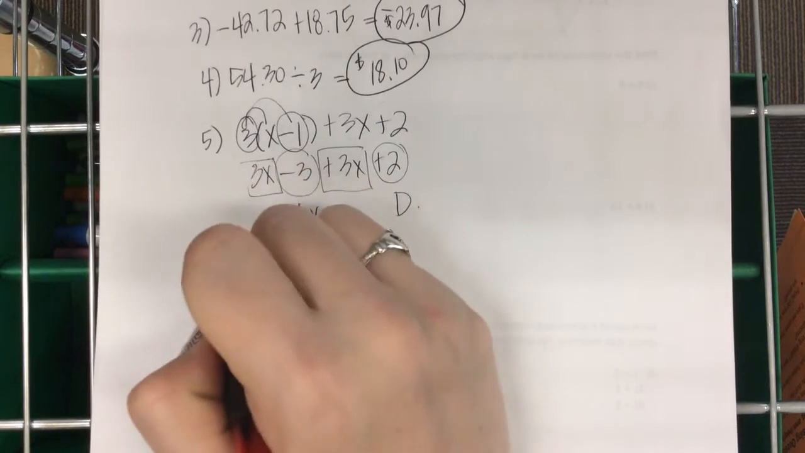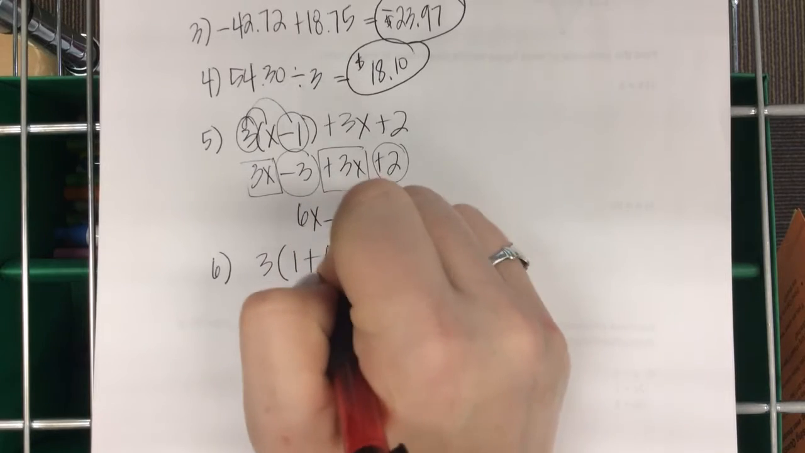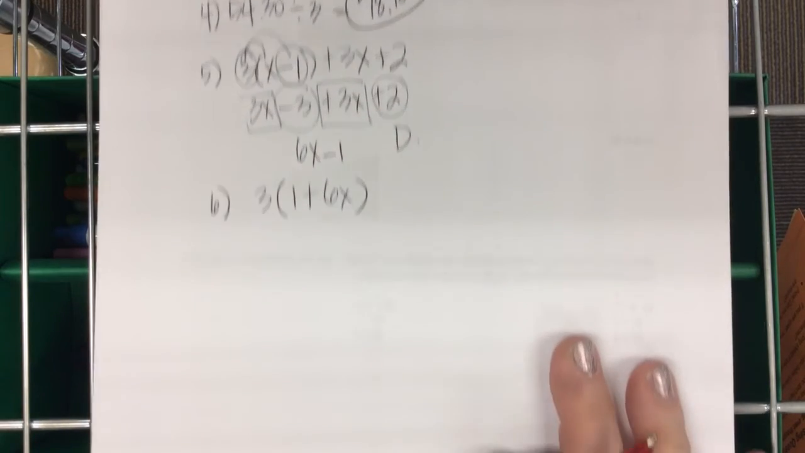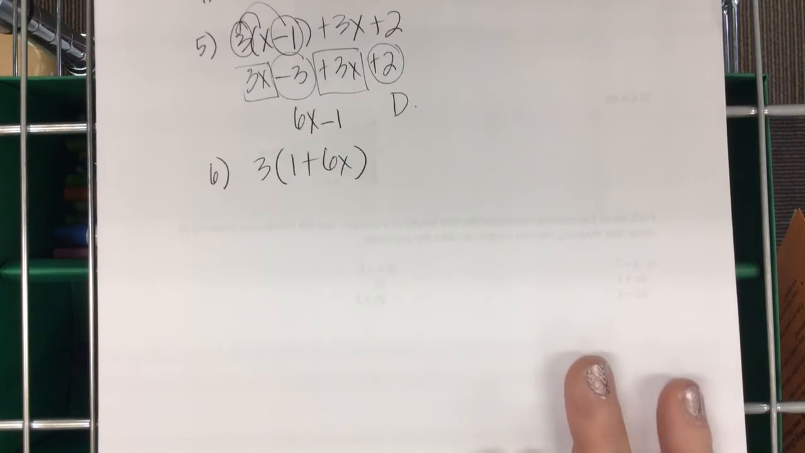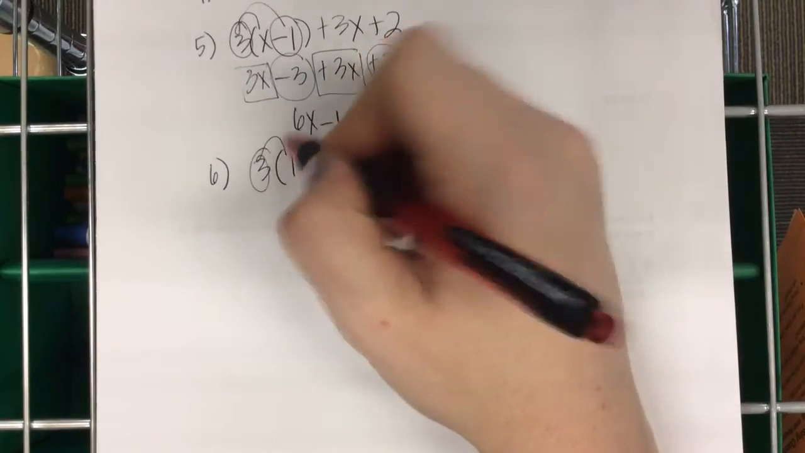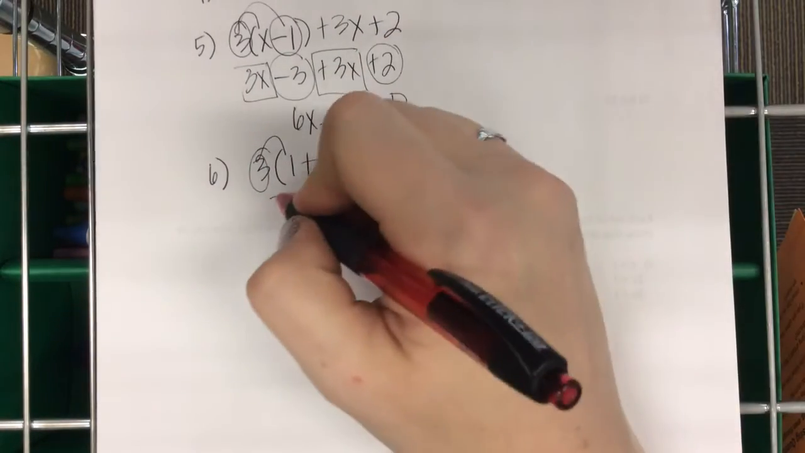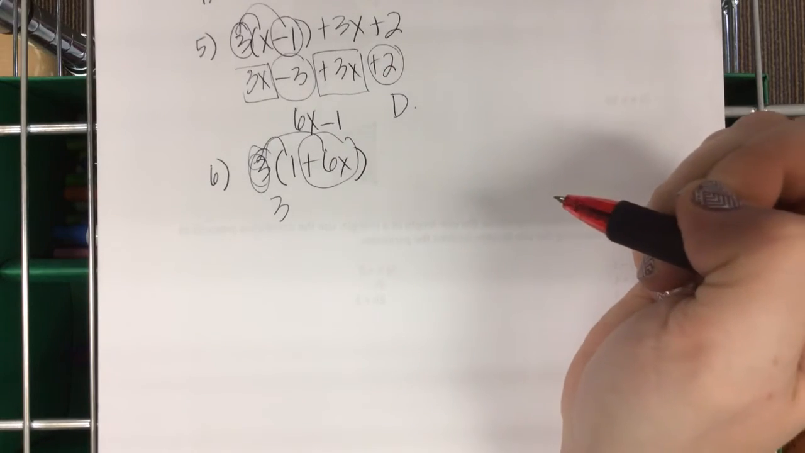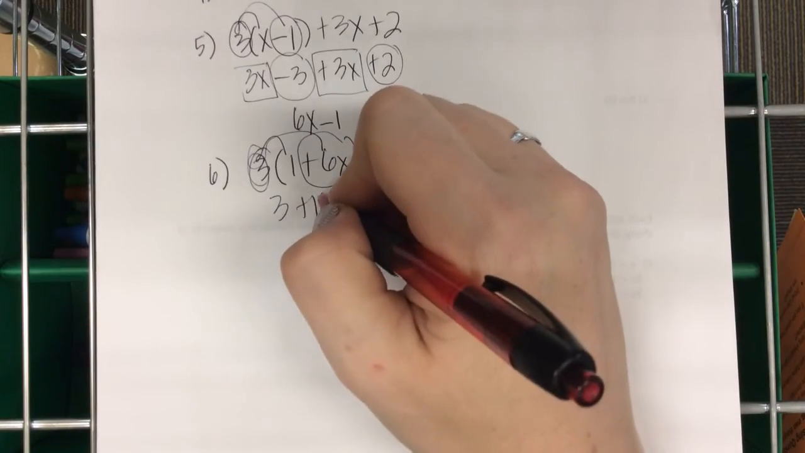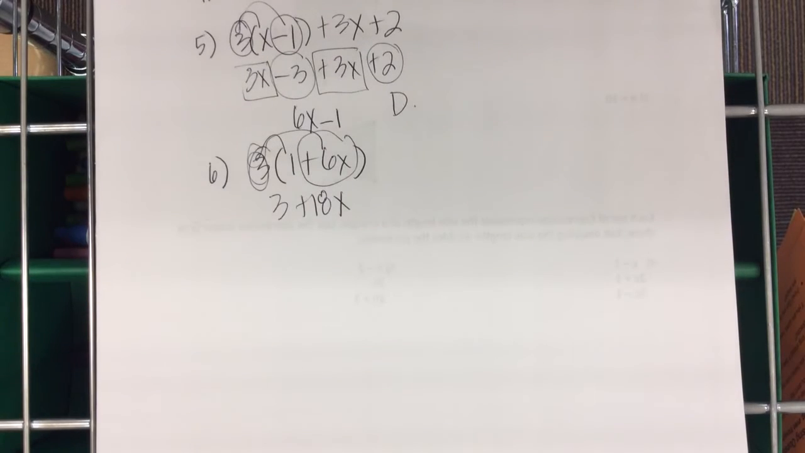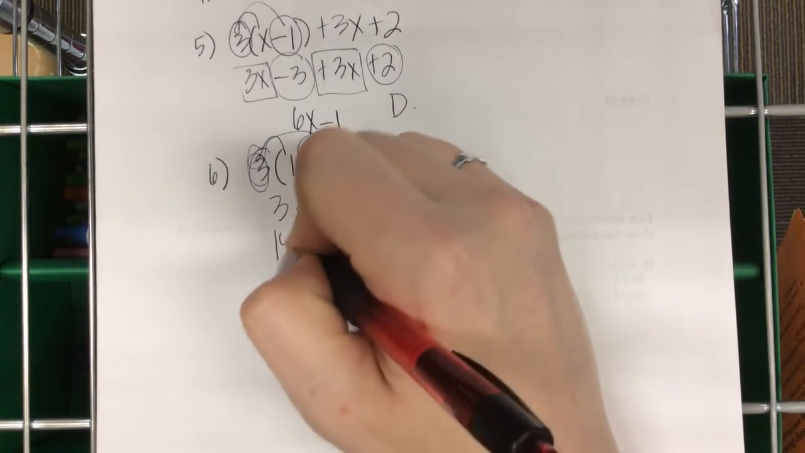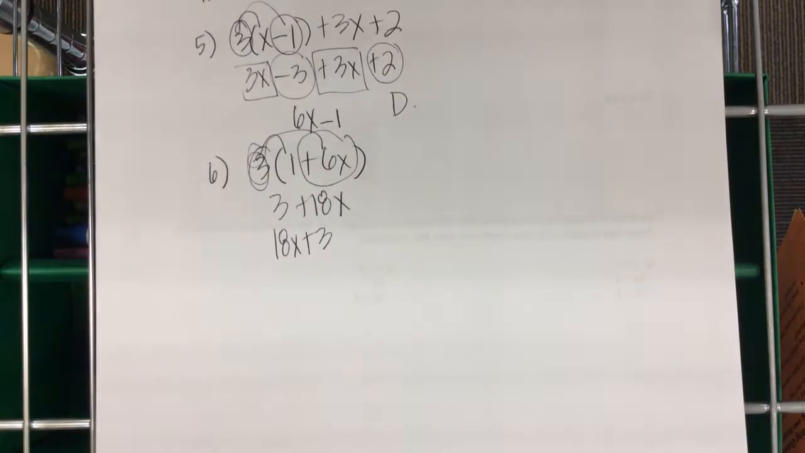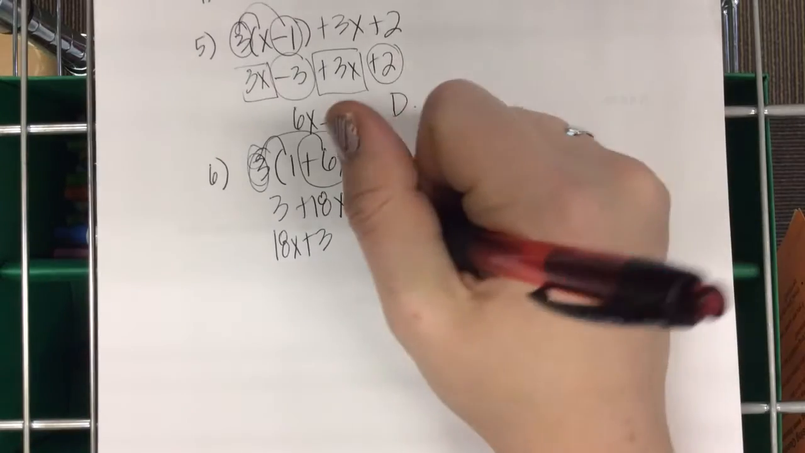Number 6. 3 times 1 plus 6x. Distribute. 3 times 1 is 3, times positive 6x. I don't really like that answer. Turn it around. Why? The variable has to go first. Your variable should go first. Which was choice A?